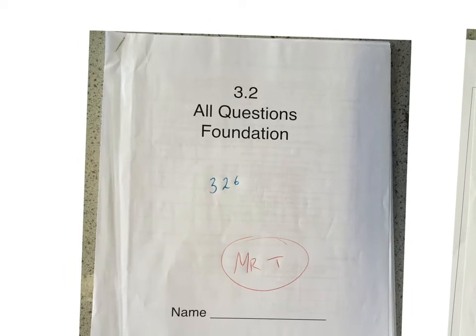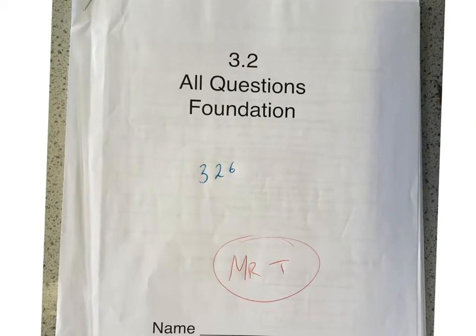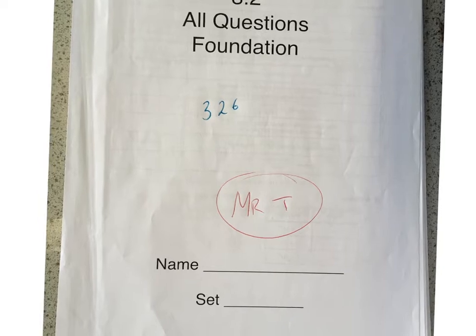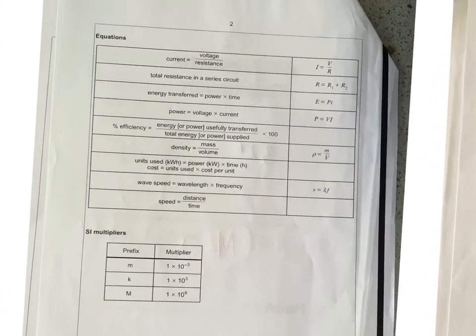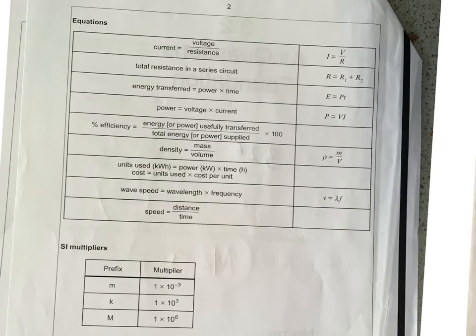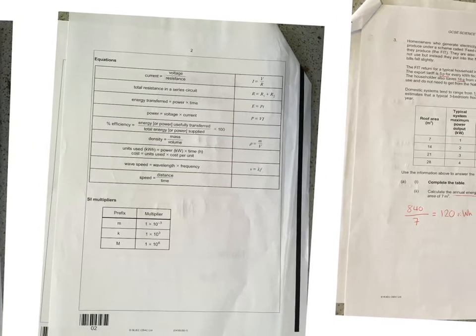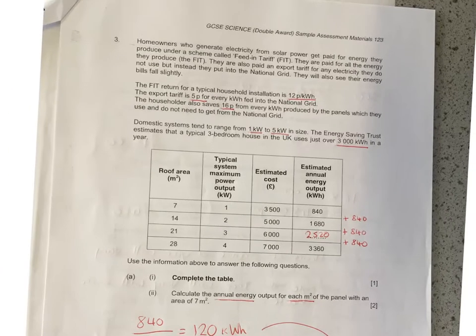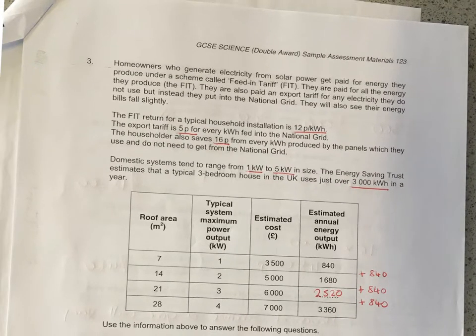Okay, so this is the 3.2 Foundation All Questions booklet for Year 10, and the code is there. These are the equations that you'll find in the front of the book, and some multipliers just down the bottom there, but I don't think we'll be using as much today. So let's get through this. We'll try and do it in two parts.